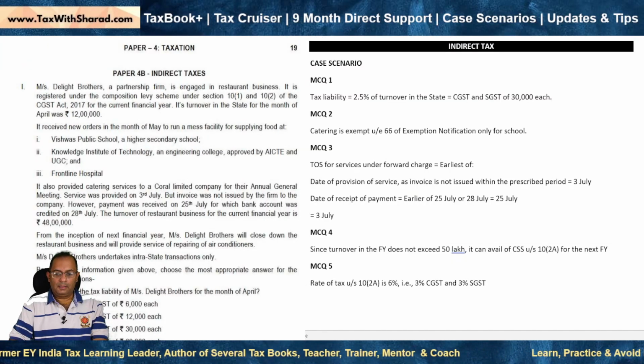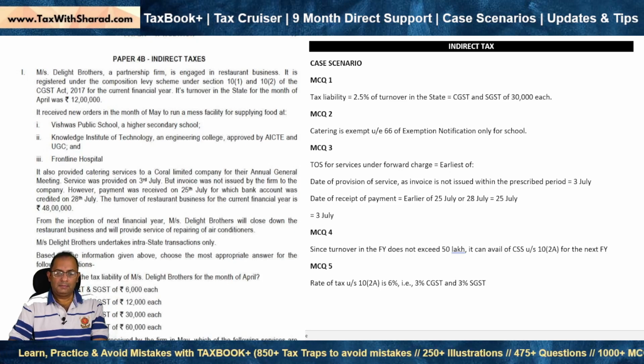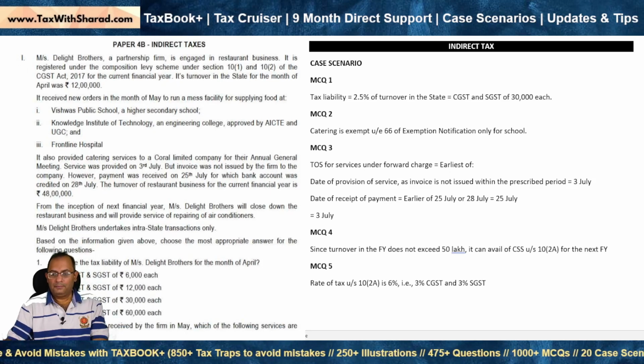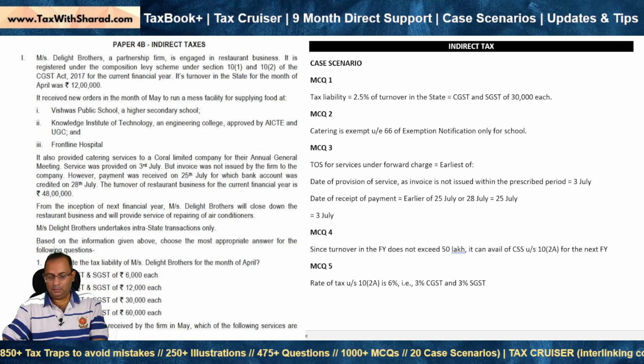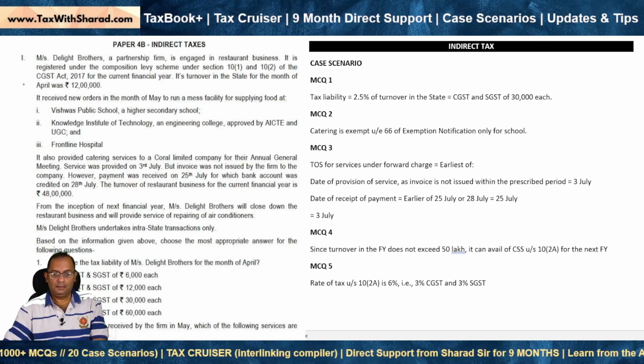So we have completed the MCQs, the case scenario MCQs and the independent MCQs for direct tax, and now let's quickly move on to indirect tax. For indirect tax, I must say it's really a breeze. It's really very simple, and I'm sure that almost all of you should have solved all the MCQs correctly for indirect tax, but let's quickly move on and look at the solutions for ourselves.